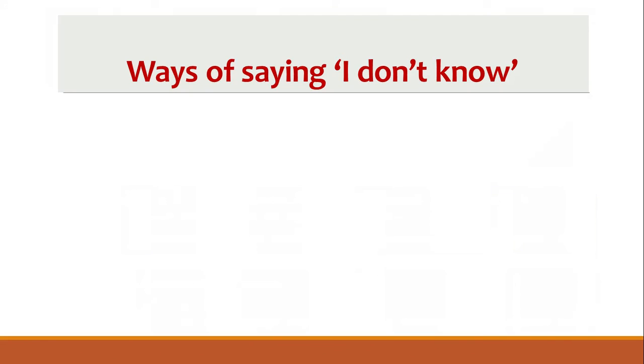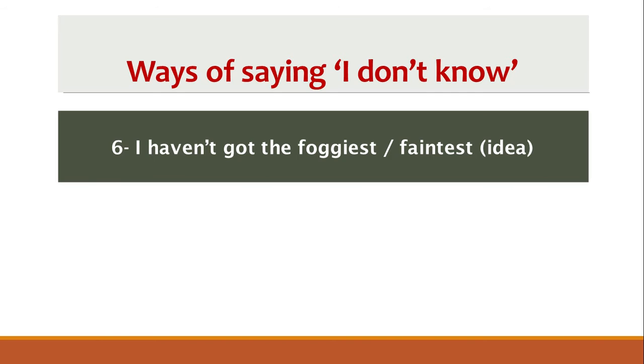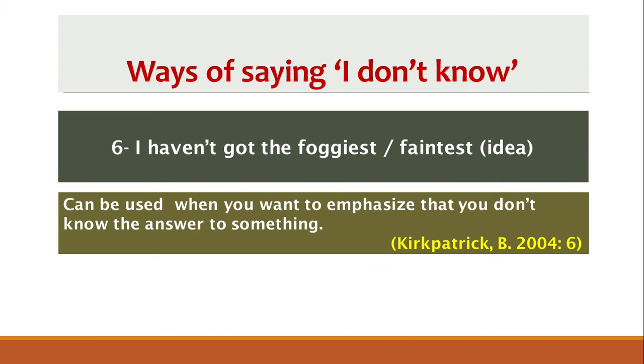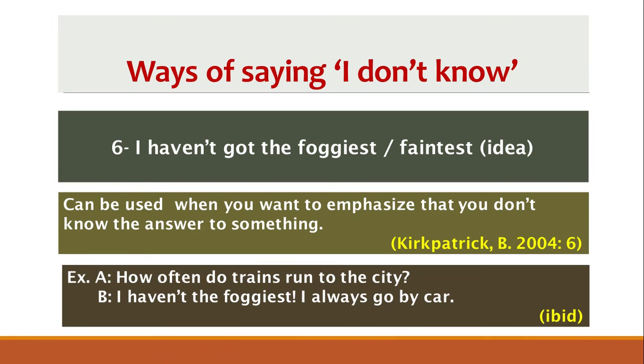Number six, "I haven't got the foggiest or faintest idea." These two expressions can be used when you want to emphasize that you don't know the answer to something. For example, "How often do trains run to the city?" "I haven't the foggiest. I always go by car."